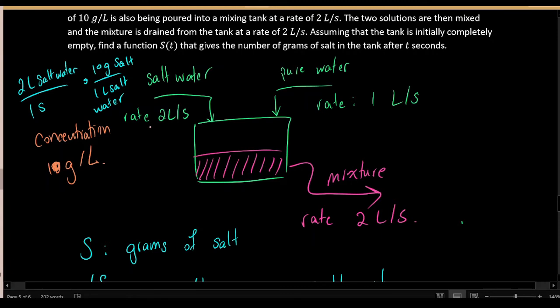So to summarize what I did just there, to find the grams of salt that were coming into the tank, I took the flow rate of salt water and then I multiplied it by the concentration of salt water. Of course, the pure water in this case is not contributing any salt entering the tank.